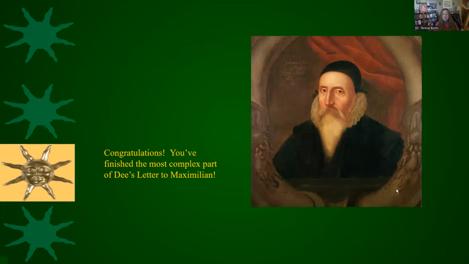Sorry about that. Congratulations. You have just finished the most complicated and packed part of Dee's letter to Maximillian. I cannot tell you how much of my time I have spent going through figuring this out, so you don't have to. If you understood this, you will have no difficulty understanding everything that is to come. In fact, from here on, you're going to find it easy. Even the 22nd theorem that a lot of people have trouble with and don't understand, you're going to find it easy. And if you want to take a really deep dive, like I said, there's added videos below explaining more about some of these things I've talked about.